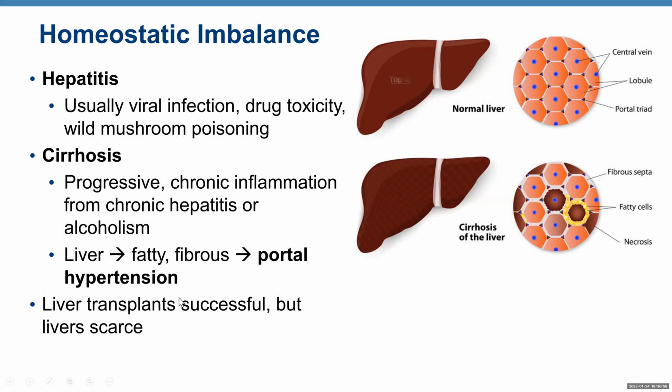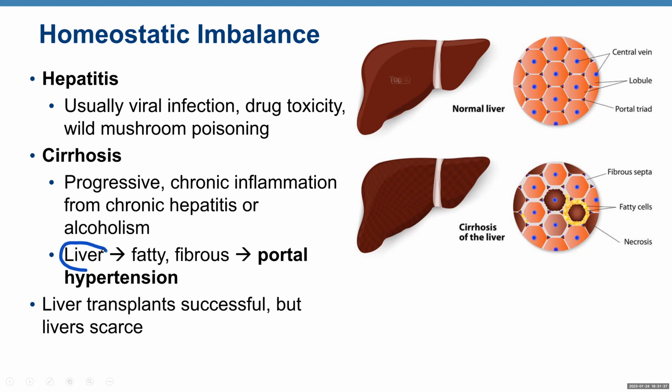Hepatitis is usually a viral infection of the liver. It can be because of drug toxicity or some poisoning, including mushroom poisoning, so inflammation of the liver. Cirrhosis is progressive chronic inflammation from a chronic hepatitis or alcoholism. So hepatitis is usually an acute condition, but when it's prolonged and chronic, then it causes cirrhosis.